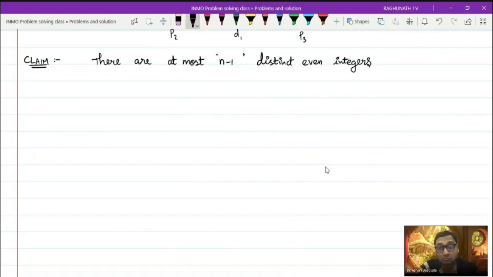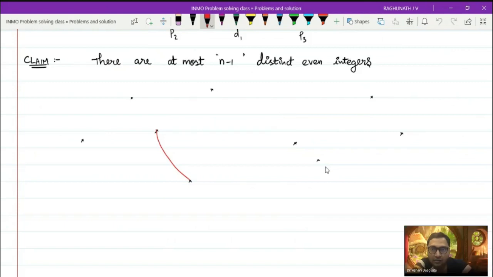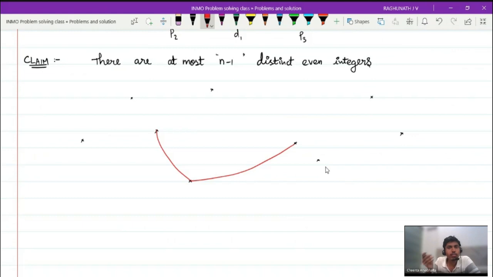Okay. Since the graph has n vertices, we can consider this as a simple graph with n vertices, right? And for each of the integers that Gauss writes down, consider the edge thus formed. So there are n points, and if there are at least n distinct even integers, then there are at least n distinct edges in the graph, right, because each edge corresponds to each value.